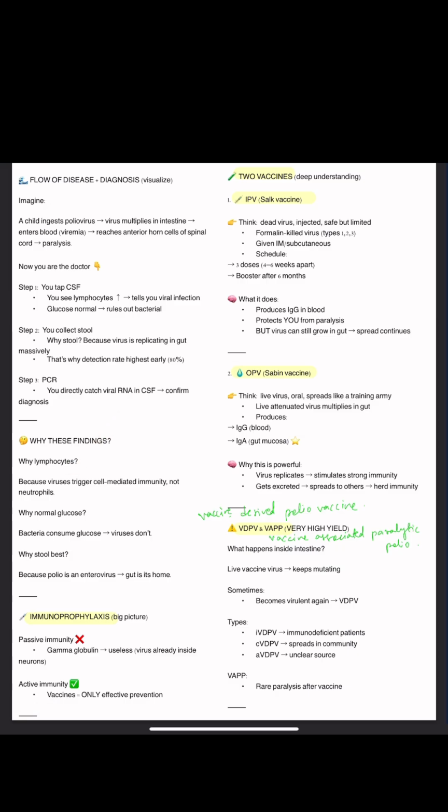Now we know why lymphocytes are in the CSF, why there is normal glucose, why stool is the best sample. Immunoprophylaxis: passive immunity we don't give, there is no point giving gamma globulin. Virus is already inside the neurons. We give active immunity, we give vaccine, IPV Salk and OPV Sabin.